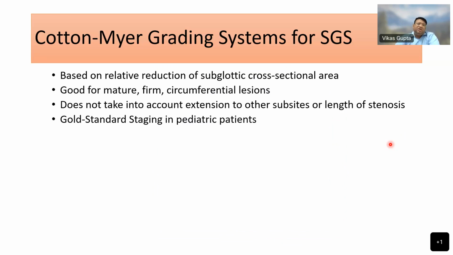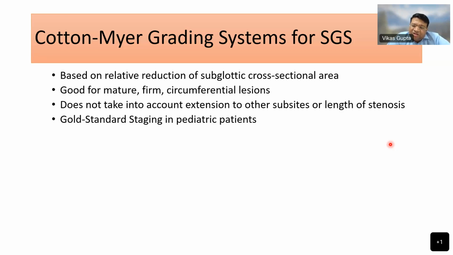As I told, the Cotton-Meyer grading system is based on relative reduction of the subglottic cross-sectional area. It is good for mature firm circumferential lesions. It doesn't take into account the extension to other subsites. As I told, if scar tissue involves the subglottis and also the glottis, the results are poor, or the management is relatively more difficult than a pure subglottic stenosis. But the Cotton-Meyer system doesn't consider this.